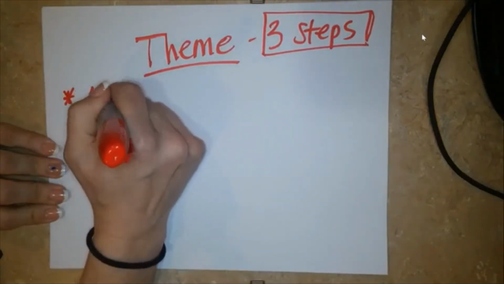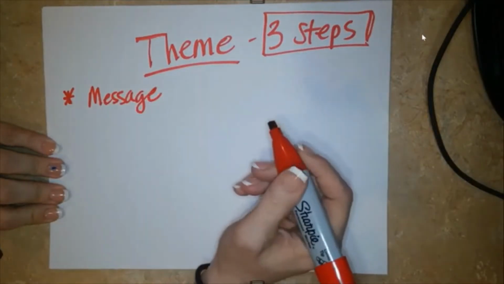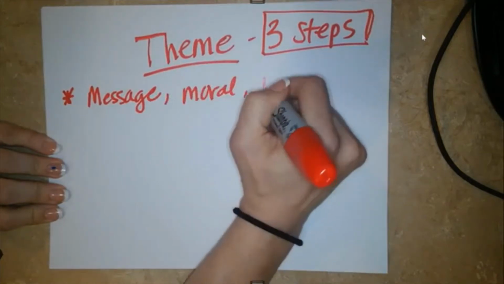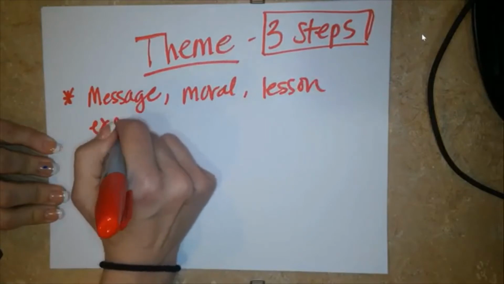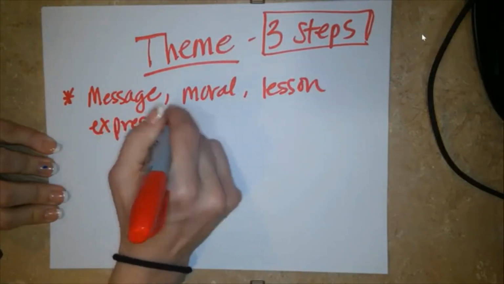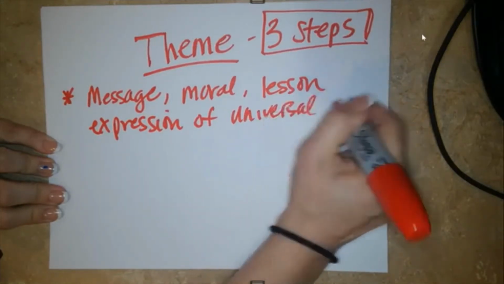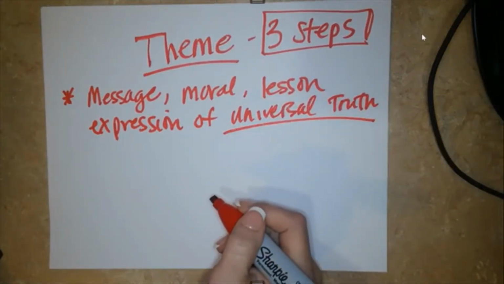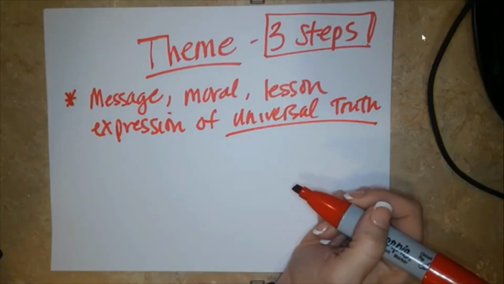So the most important thing we need to cover first is, what is the theme? A theme primarily is some kind of a message. That message can be a moral of some kind, it can be a lesson, it can be an expression of a universal truth. So, what is a universal truth? A universal truth is something that is always true. It can be applied anywhere, anytime, to anyone, and it's always going to be true.